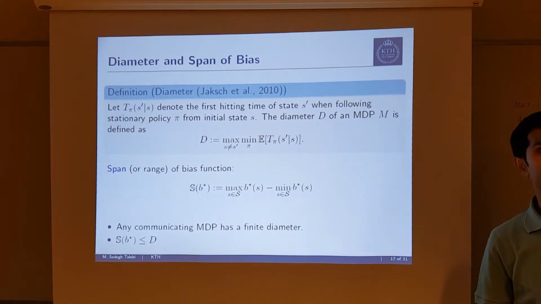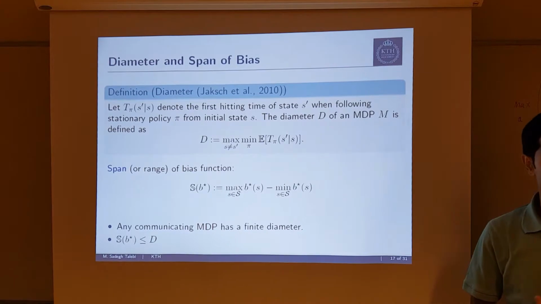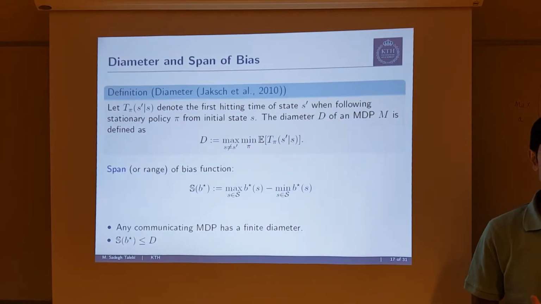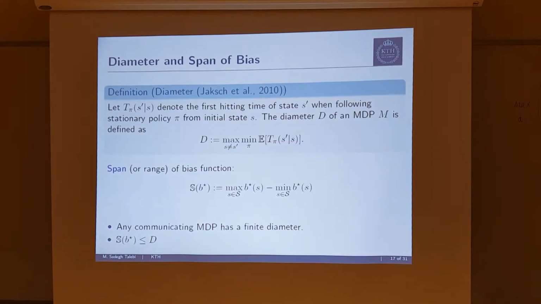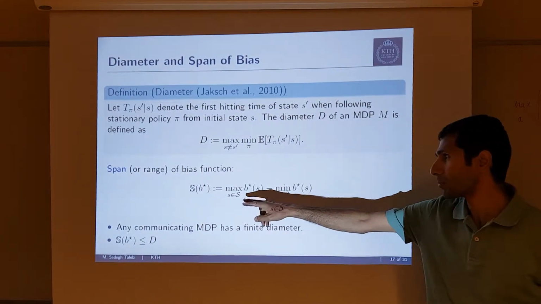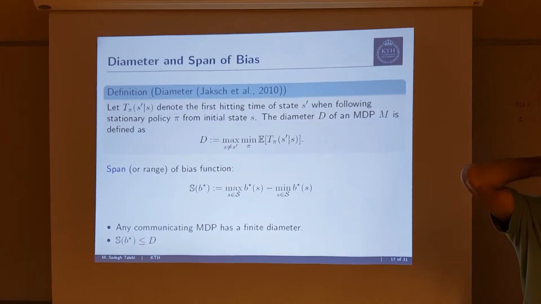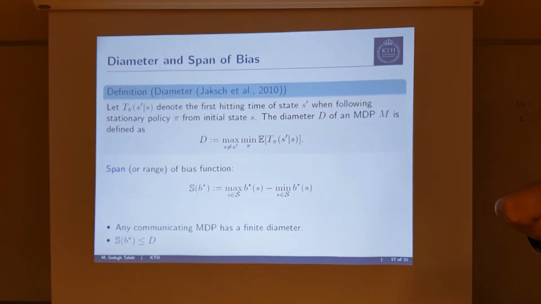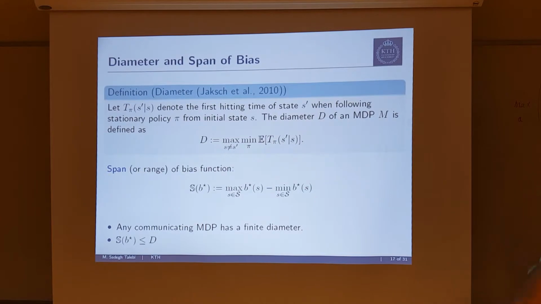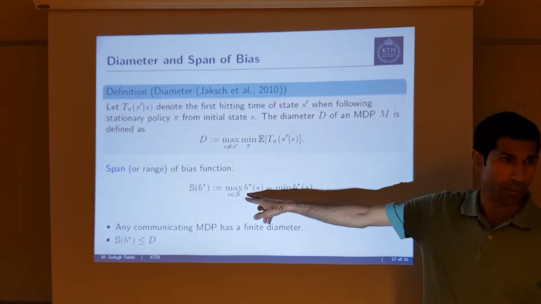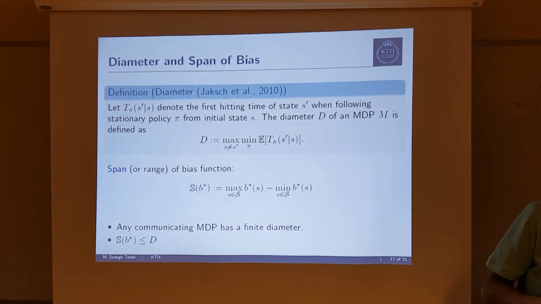What do you expect about diameter? How big would it be, or how small? Is B a scalar or a vector? It's a vector. Forget about its function property, it's just a vector, and its dimensionality is the number of states. This is just the maximum value of this vector minus its minimum value.